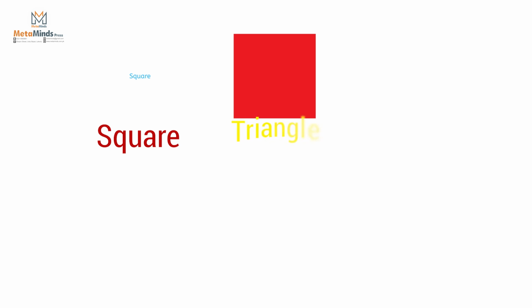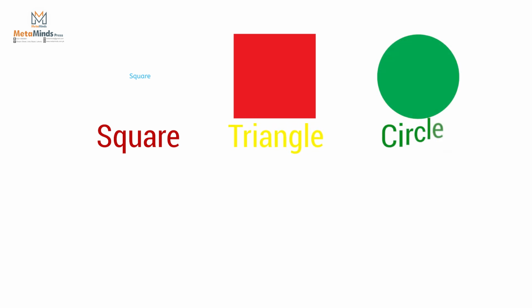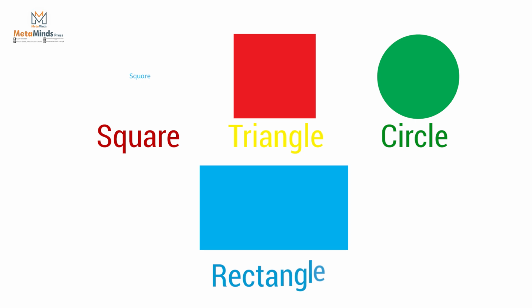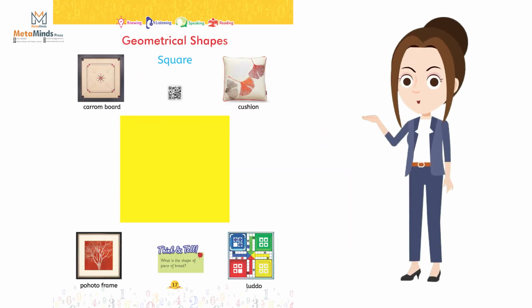The first one is a square, then triangle, circle, and rectangle. My dear kids, these are the four shapes which we are going to see in detail. Today we are going to see each and every feature of these shapes in detail. Let's see our books page regarding the shape of square.